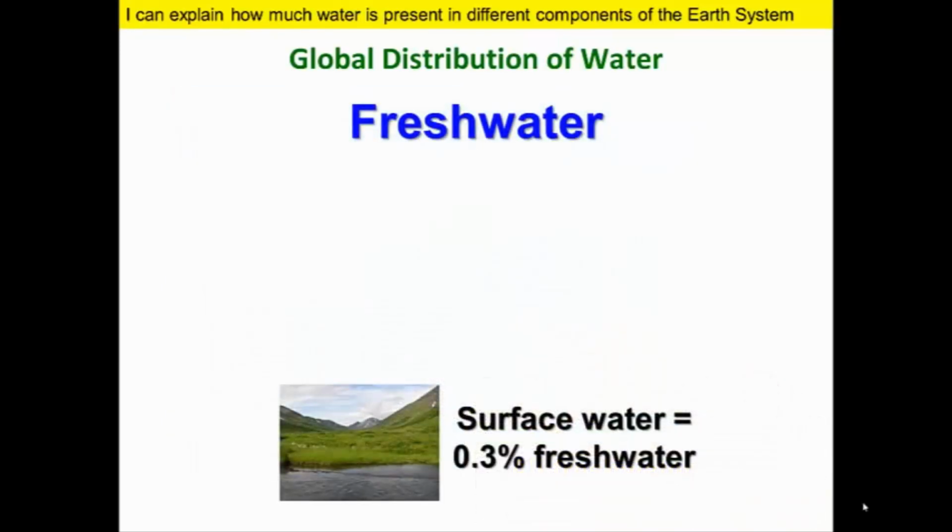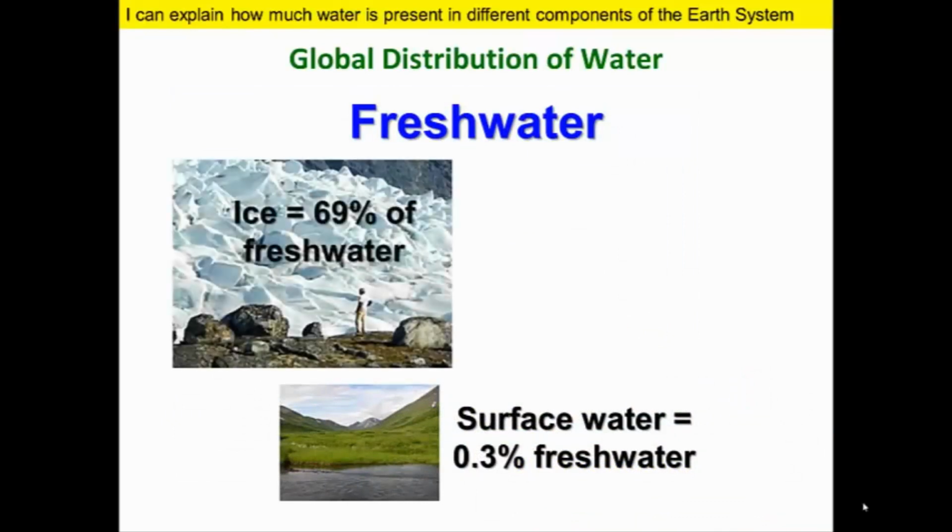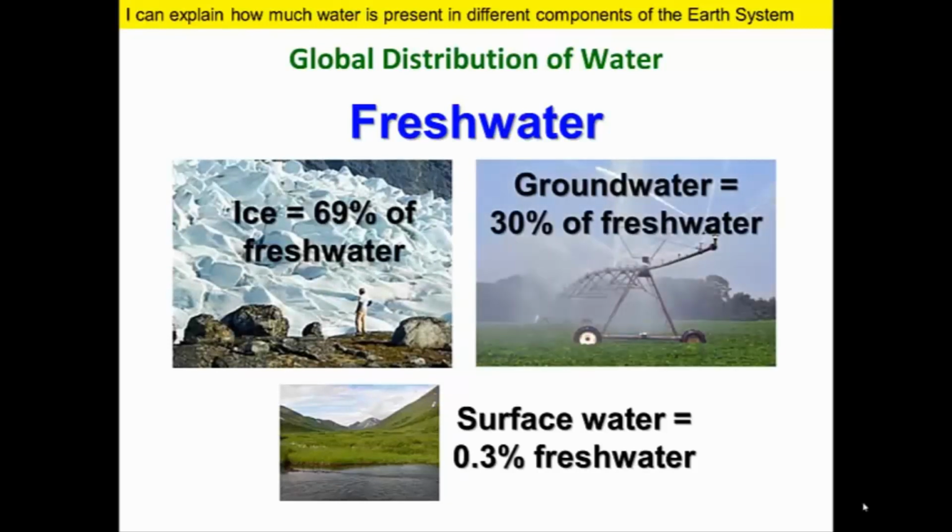When we look more closely at the distribution of this fresh water, we find that a small percentage is in surface waters in streams and lakes. The vast bulk of this is trapped as ice in glaciers and ice caps, and most of the rest is in groundwater, most of which is used for irrigation of crops.